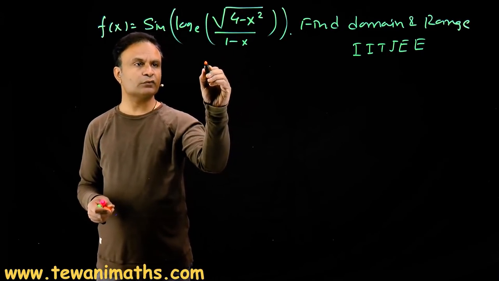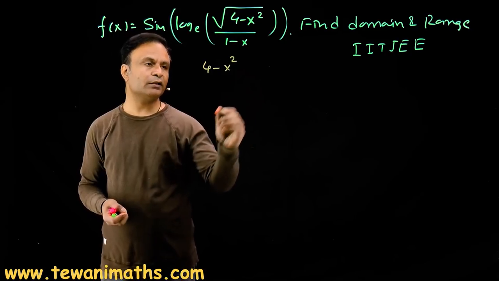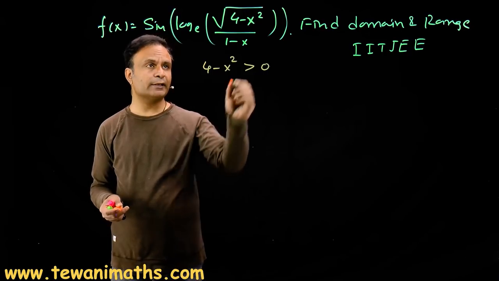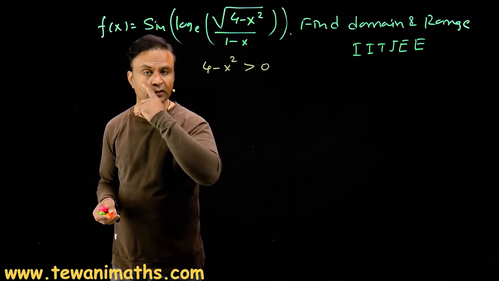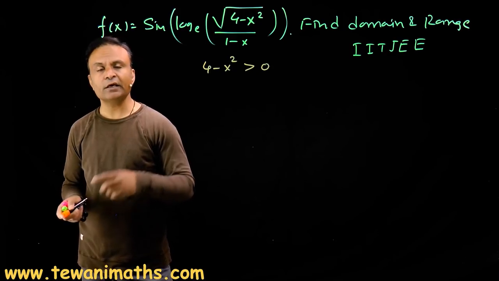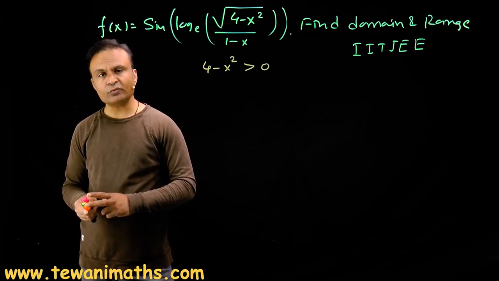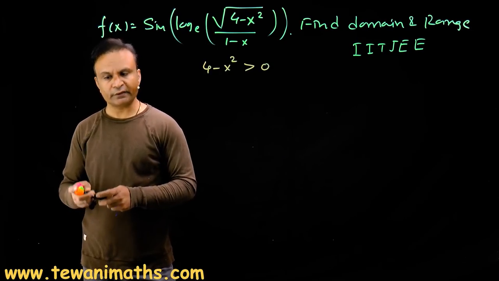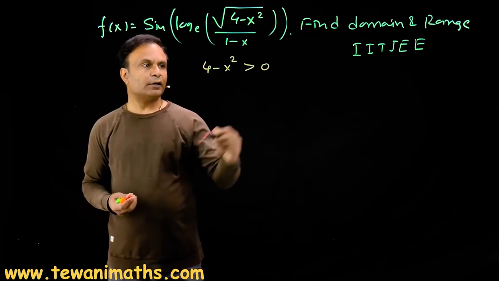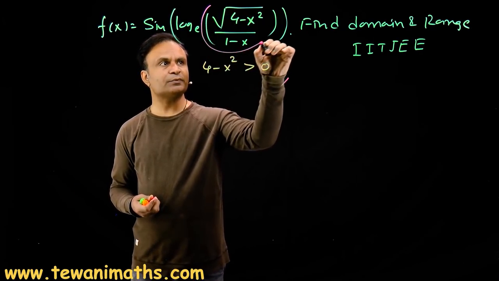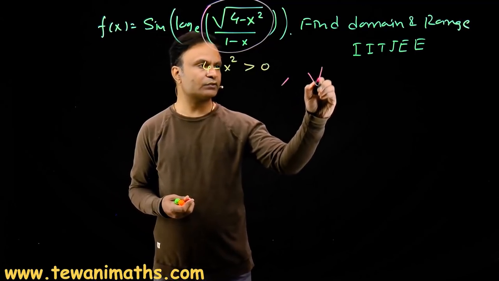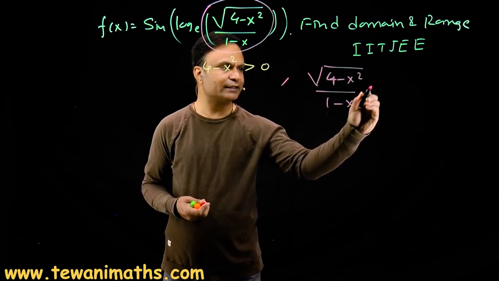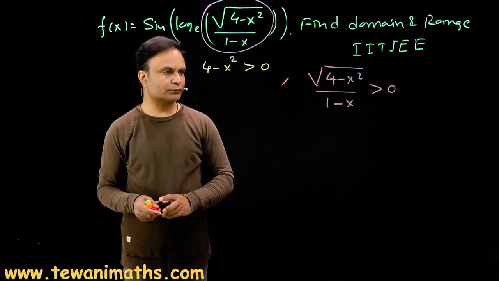We have square root here, so we must have 4 minus x square greater than 0. I am not taking greater than or equal to 0 because if this is equal to 0, log function is not defined. We know that log function is defined for the arguments which are positive. Log function sirf positive real values ke liye defined hota hai. Theek hai? Other argument is this entire expression is positive. That means square root of 4 minus x square upon 1 minus x is greater than 0.